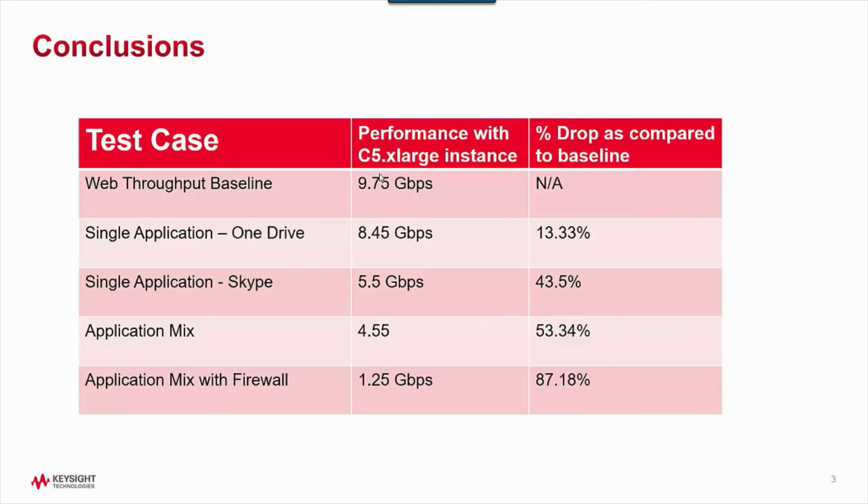I wanted to summarize all the conclusions in a single slide. And we can see that for web throughput, it was 9.75 and then a gradual drop. In fact, if you compare the drop against this 9.75 baseline, you can see that as applications and application mixes change, there is a significant drop observed in this table. And this is just for one instance.